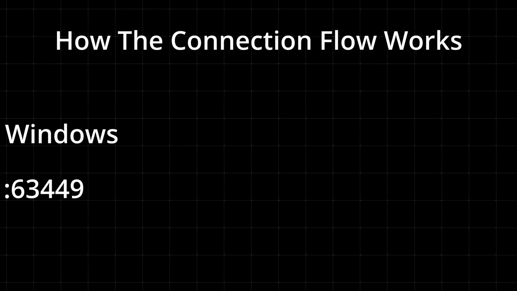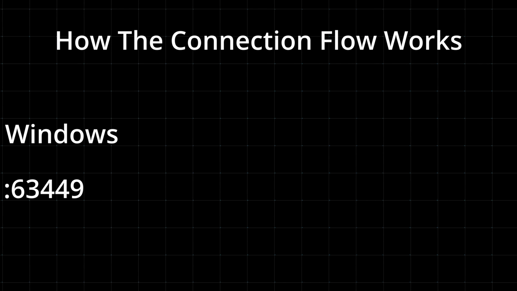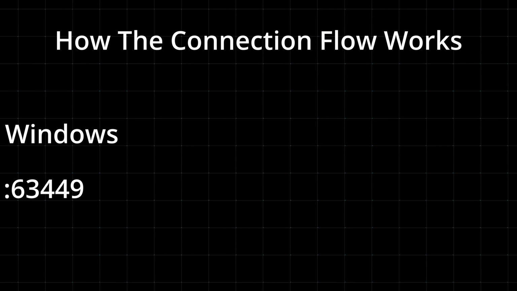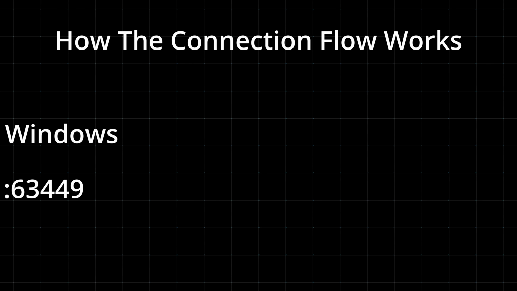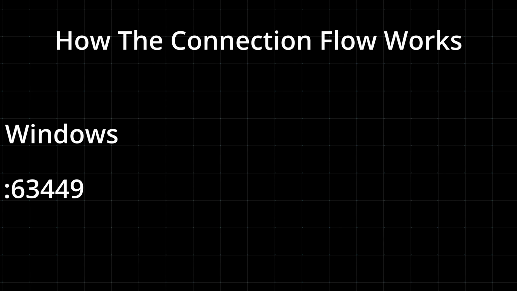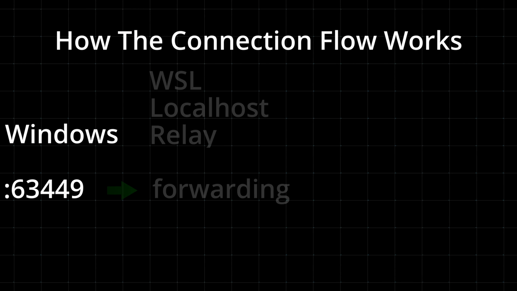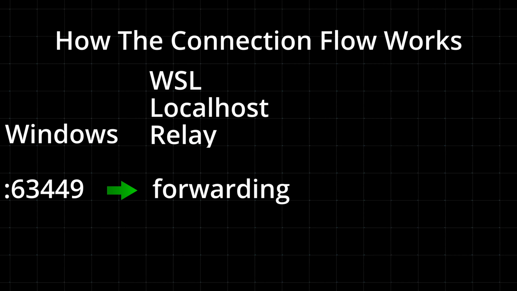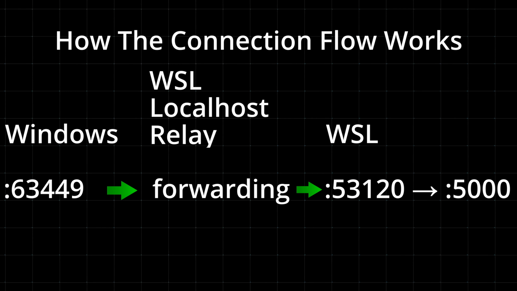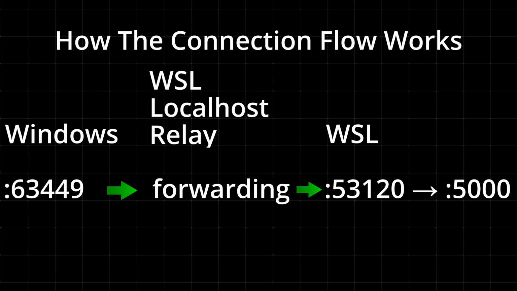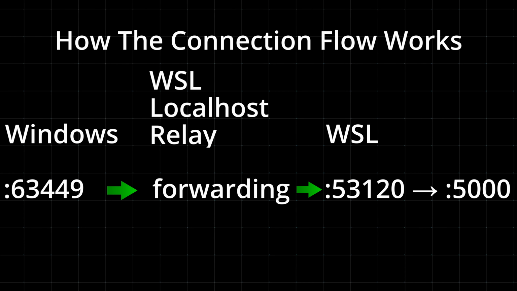So here's what's actually happening during connection. On Windows, we see a connection from something like port 63449 going to port 5000. But when we use localhost, Windows doesn't just pass the packets through. It actually acts like a relay, forwarding the request into WSL. That relay receives the connection and then creates a brand new connection inside WSL.